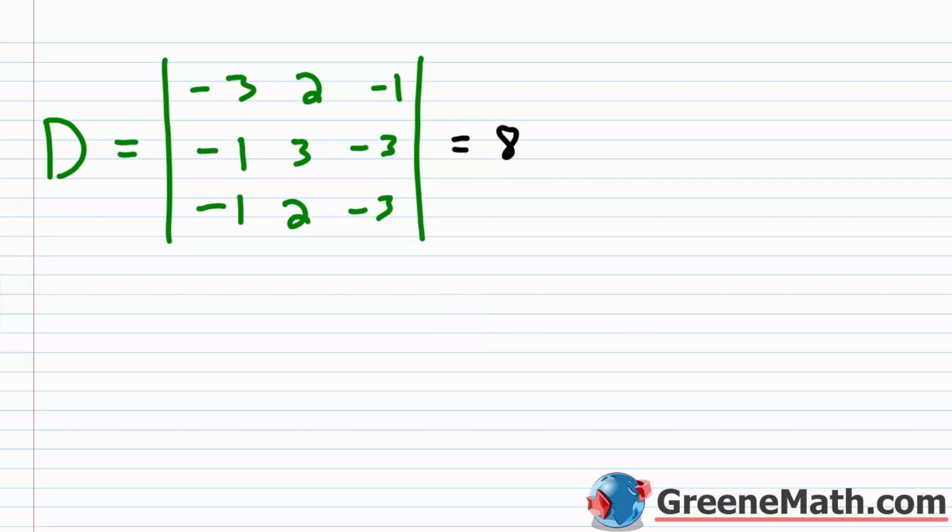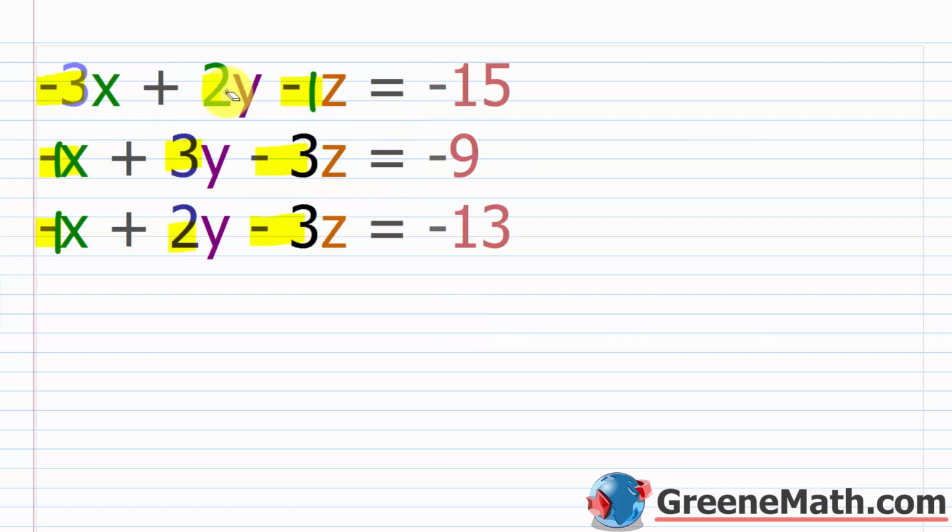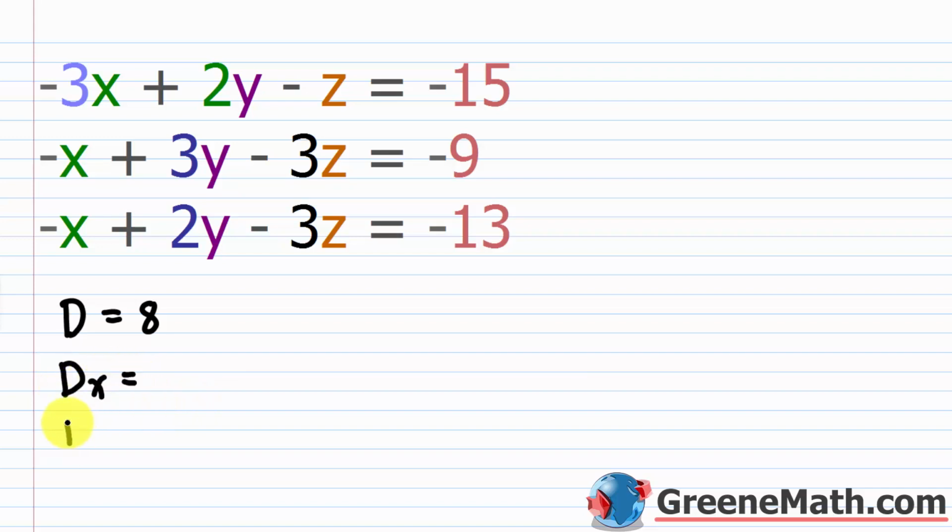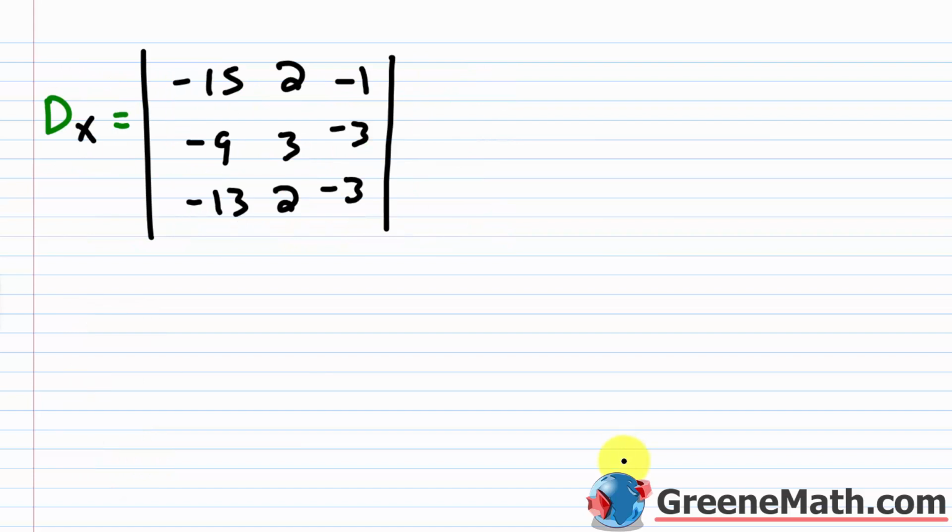So let me go back up to this part right here. I'm just going to erase all this highlighting. We don't need it anymore. And I'm just going to put that D is equal to 8, okay? Now, I also need to know what D sub X is. I need to know what D sub Y is. And I need to know what D sub Z is, because in each case, we're going to be using this to get our answers. So let's go down, and let's calculate these guys.